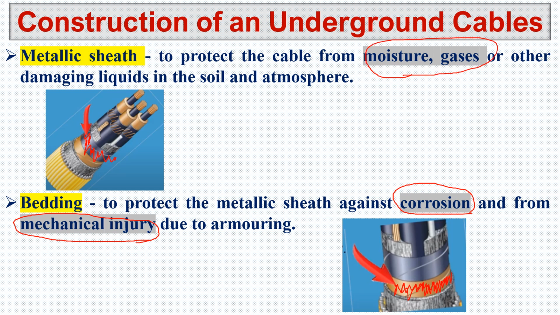We need to protect the cable from moisture and gases because we are going to lay the conductor underground. Underground there can be chemical formation by soil and gas formation. Those who study earth science know that moisture and a lot of things are going on under the ground. The overhead scenario is totally different from the underground scenario. Overhead we have air and a different kind of setup. Here underground, moisture and gases may be created, and those gases can damage the metallic sheath. That's why we have a metallic sheath to protect the cable, and to protect it from corrosion and mechanical injury, we are using bedding.